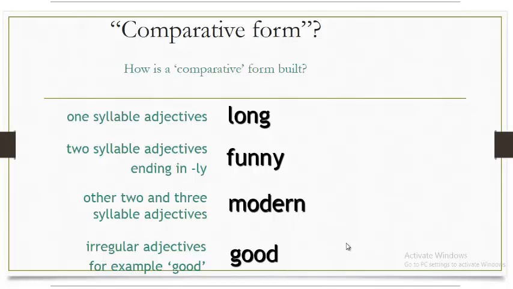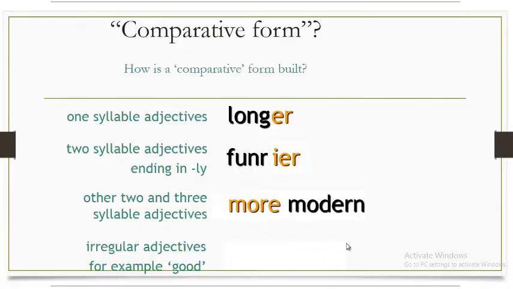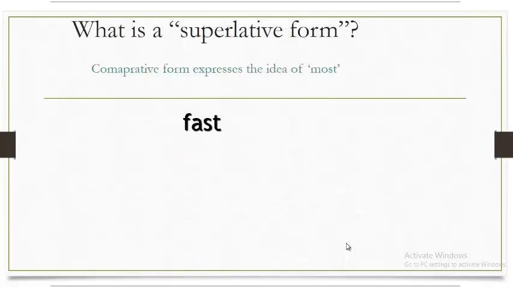From one syllable, for example, long becomes longer. For two-syllable adjectives ending in ly or ny, like funny, we can add er, so funny becomes funnier. For other two or three syllable adjectives, for example modern, it becomes more modern. For irregular adjectives, for example good becomes better. Right. Next is superlative form.